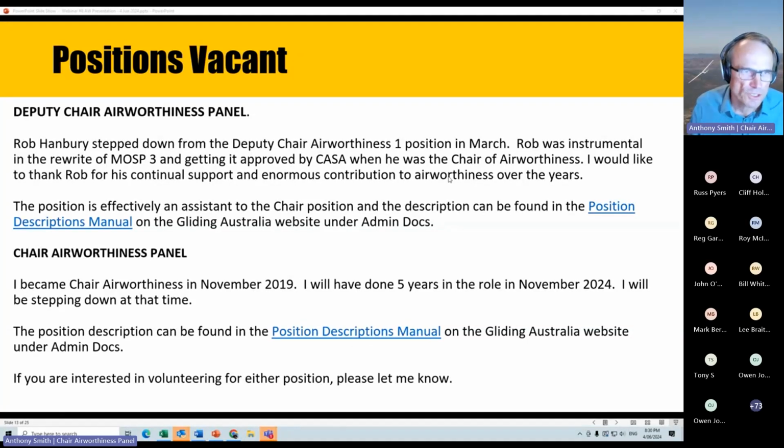If you're interested in volunteering for the deputy chair position, the description can be found in the position description manual on the Gliding Australia website under the admin docs.